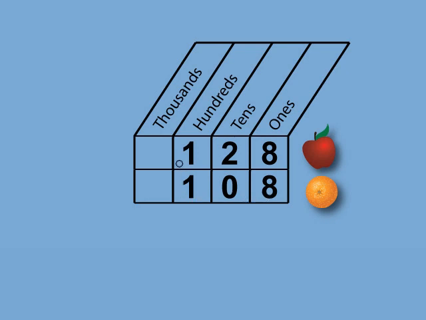Start at the hundreds place. You'll see that there are ones in the hundreds place. Since these are equal, we can't yet determine which number is greater. Next, we compare the digits in the tens place. Here we see that the 2 in the tens place is greater than the 0 because 20 is greater than 0. Because of this, we can conclude that 128 is greater than 108. So there are more apples than oranges.